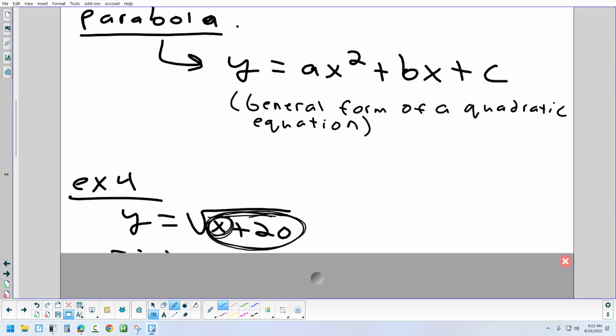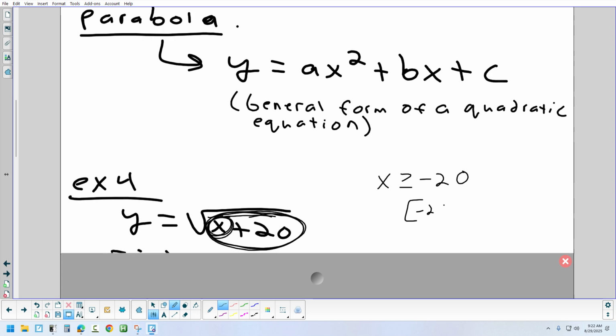Sure. How about negative 19? Yeah. What about negative 18? Negative 20 and up. So x can be any number greater than or equal to negative 20.